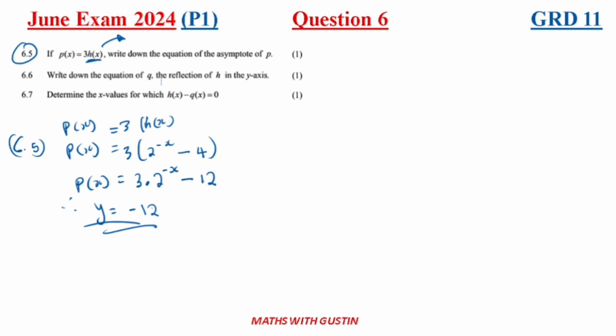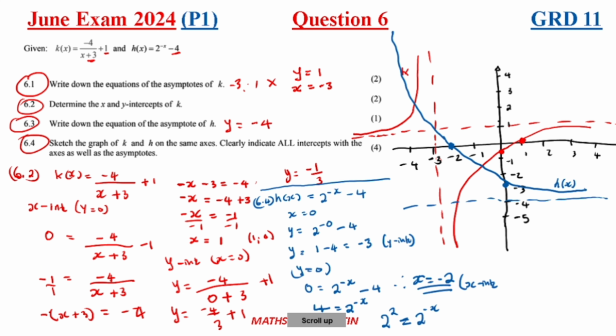If we multiply the equation by 3, so 6.6 says write down the equation of q, the reflection of h in the y-axis. Guys, you will remember reflections, you did them in grade 10, I think so. Yes, so this is just the reflection. So if we were to reflect this graph along the y-axis, let's go back and look at the graph. Yeah, there's the graph there.